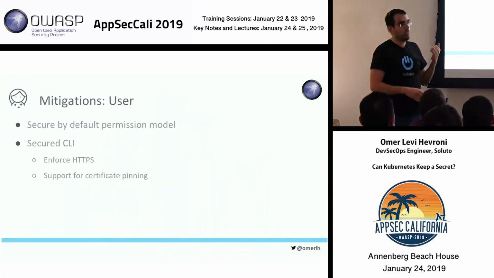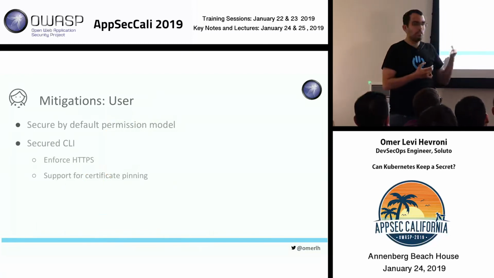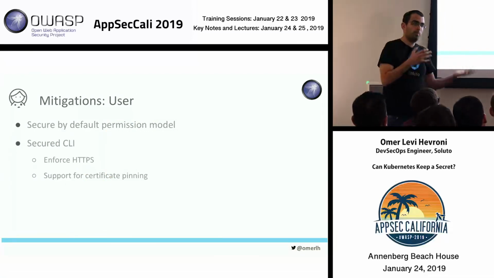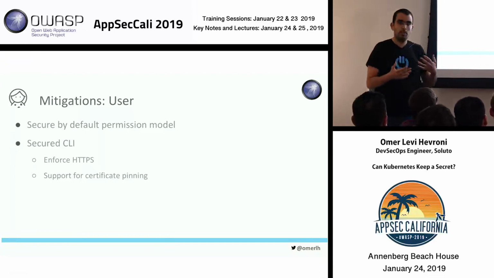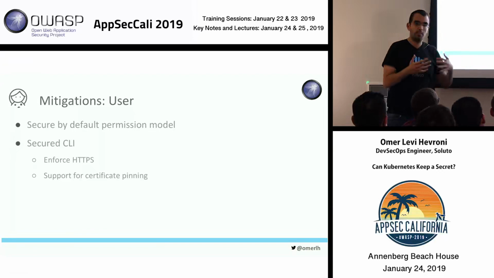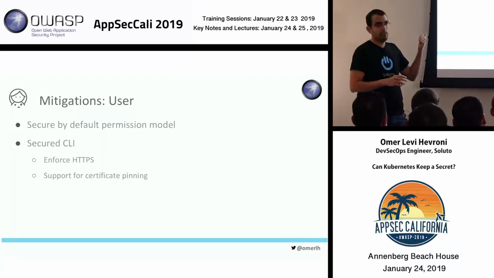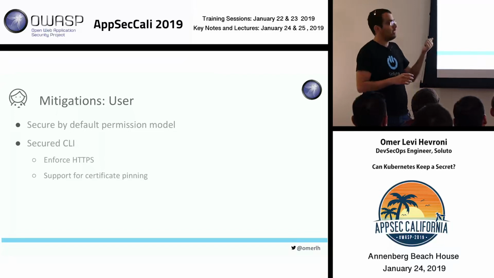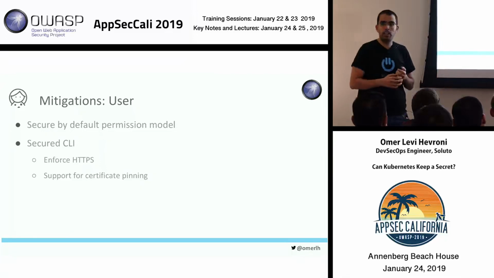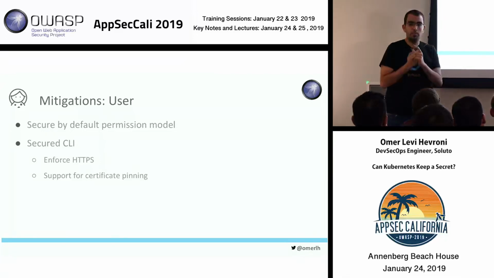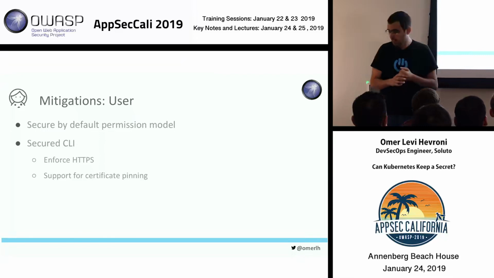And I want to start with the user. So I showed how the permission model creates a secure by default deployment. There is no need to think about how I create less privileged permissions or all that. And I also showed the security features of the CLI. It enforces HTTPS, and it has support for certificate pinning for extra validation and protecting from man in the middle. And that was a really good point about the file. I need to add it here.